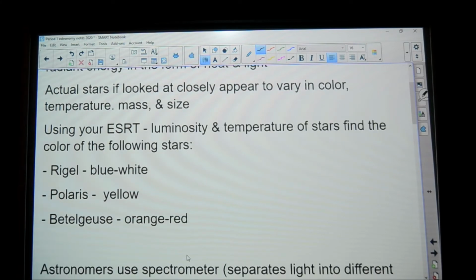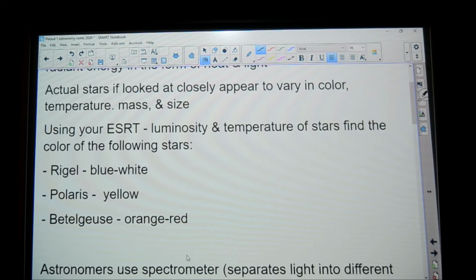Find Betelgeuse. Betelgeuse all the way in the top right corner. Read down. It's an orange-red star. Now, if I'm looking at those three stars, which of the three has the greatest luminosity? So in other words, which one's highest? And that will be Betelgeuse. Betelgeuse slightly higher than Rigel. If you look at Polaris, Polaris not as bright. You look at our sun is not as bright as Polaris.